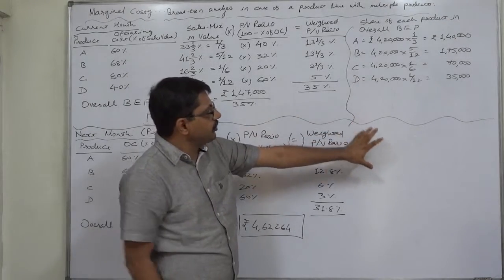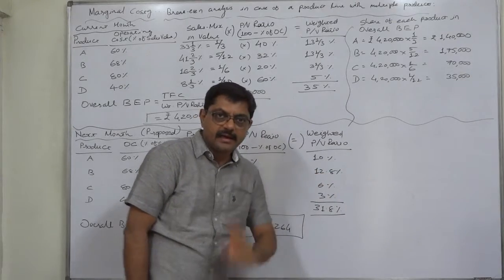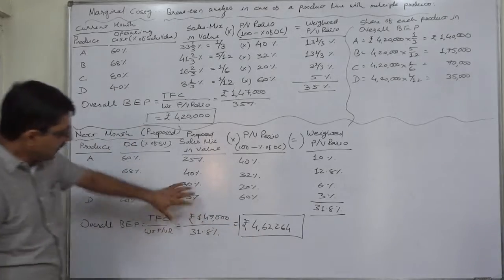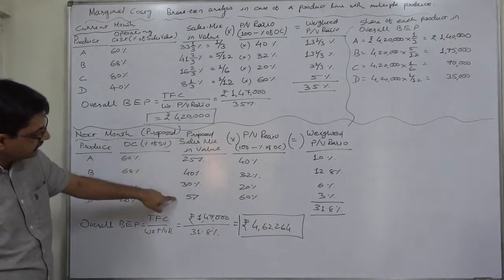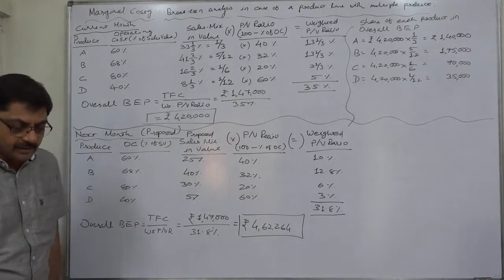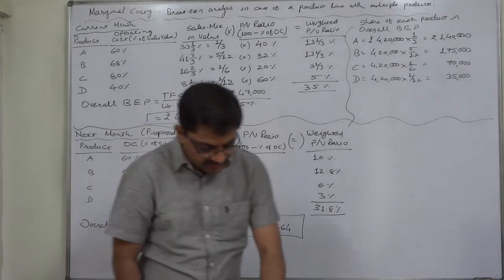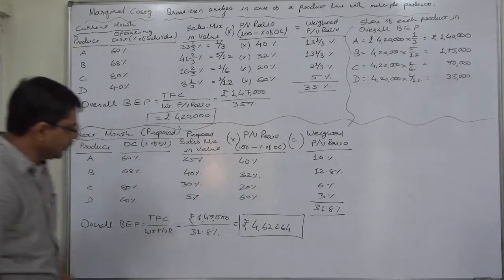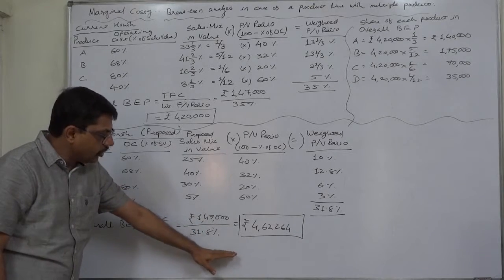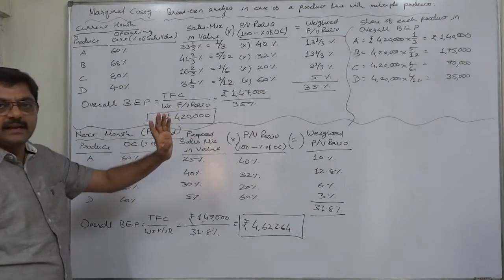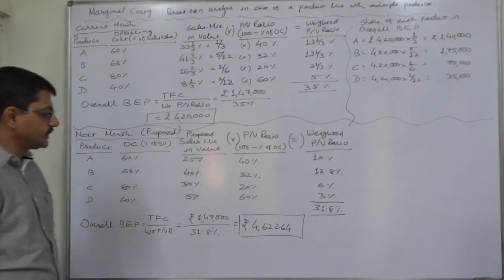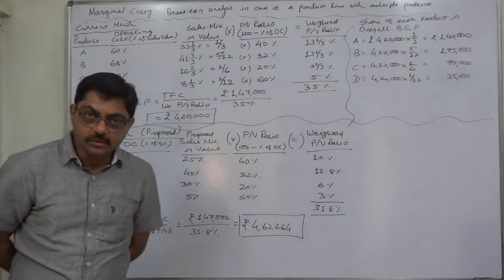Calculation of the share of each product in the overall revised BEP, I leave it to you. You please calculate. Multiply this amount by this percentage this time. That will give you the share of each product in the revised overall BEP. But the main thing is, explain the shift in the BEP to a new position. The break-even point has gone up, has taken an upward trend from 4,20,000 to 4,62,264. Is it good or bad?